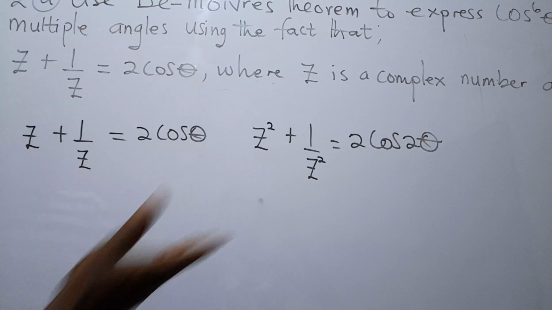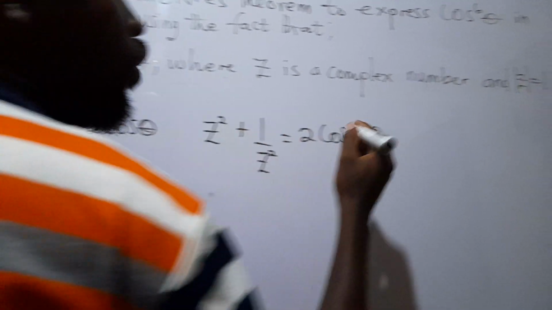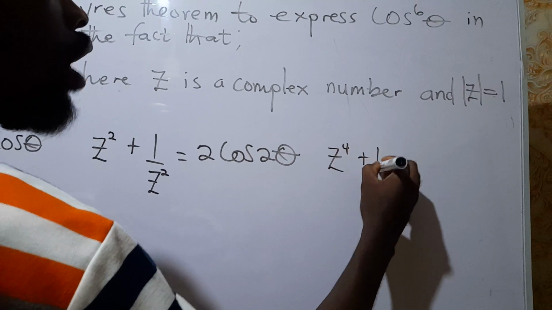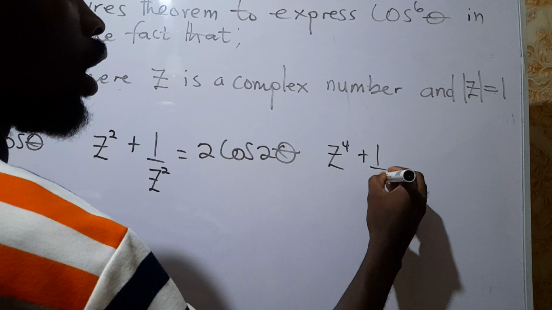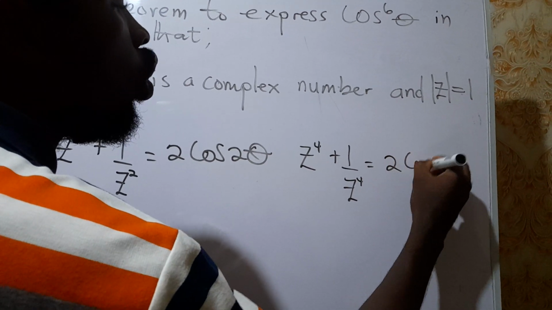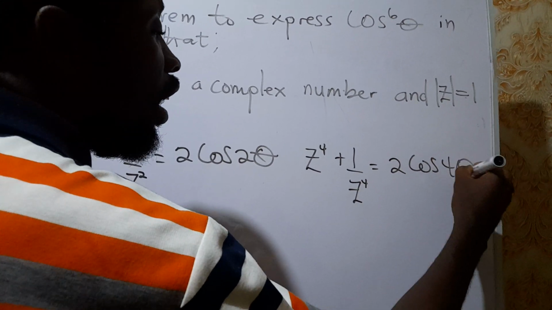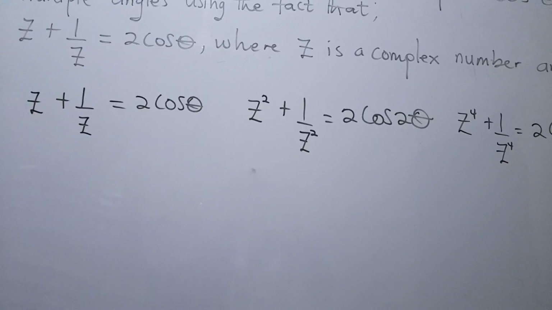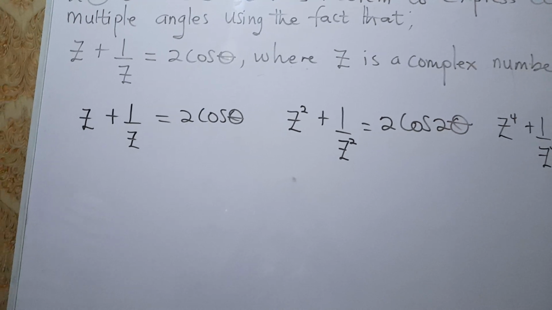from De Moivre's theorem. In the same vein, if we have z to the power 4 plus 1 over z to the power 4, what will it be equal to? I know you know the answer. It will be 2 cos 4 theta, and in that order. So we are going to use that idea in solving this question.